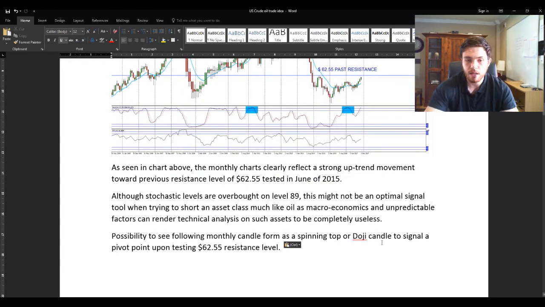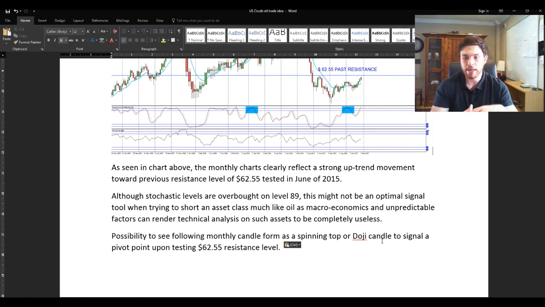So basically what I said is, as seen in the chart above, the monthly charts have clearly reflected a strong uptrend movement towards the previous resistance level of $62.55 in June 2015. So the previous resistance level was June 2015, and now it's only coming back to test it right now. Although stochastic levels are overbought on level 89, this might not be an optimal signal tool while trying to short an asset class that, much like macroeconomics, has unpredictable factors that can render technical analysis on such assets completely useless.